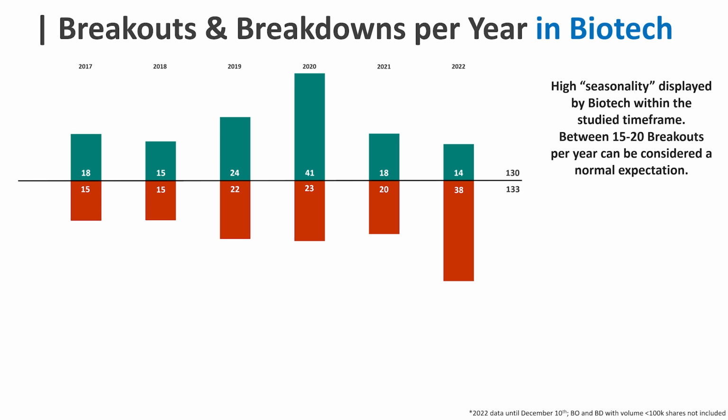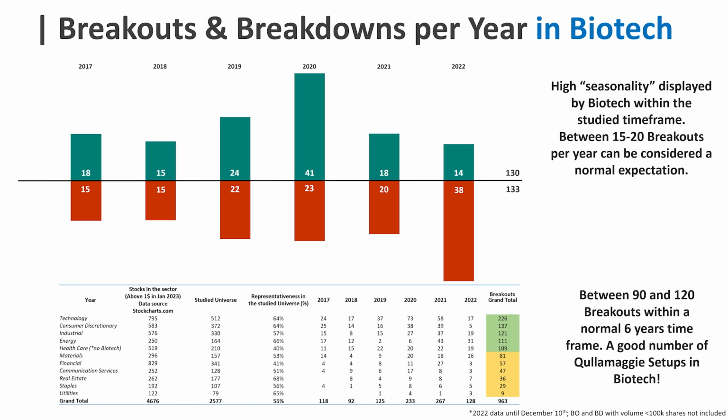Here are the results for breakouts and breakdowns per year in biotech, and what you see right away is that there was a very high activity in this industry in 2020 with 41 breakouts, but also there was a major sell-off of 38 breakdowns in 2022. Overall, between 15 to 20 breakouts to me should be considered as a normal expectation from this particular industry.